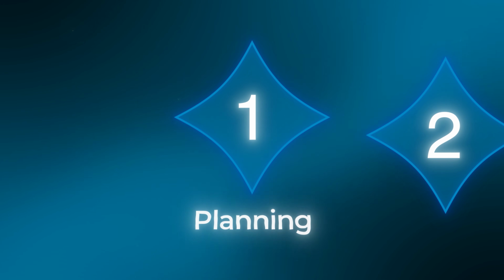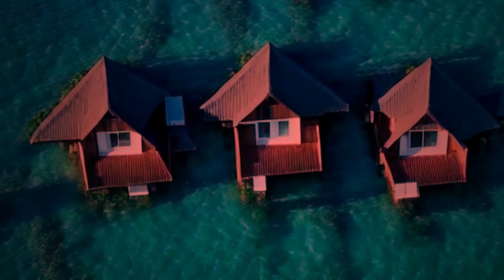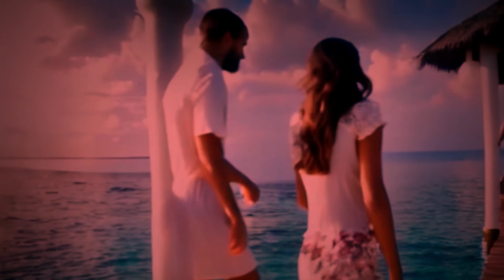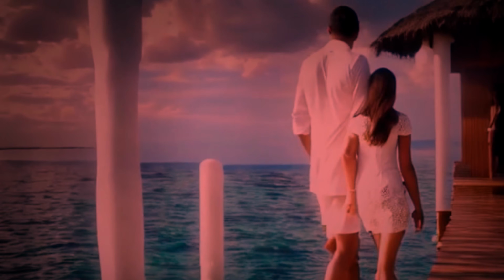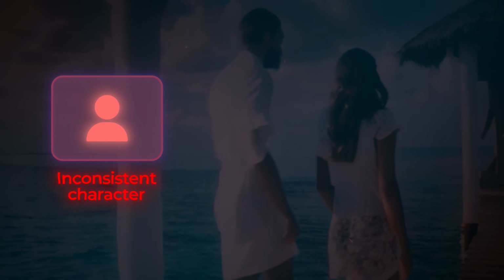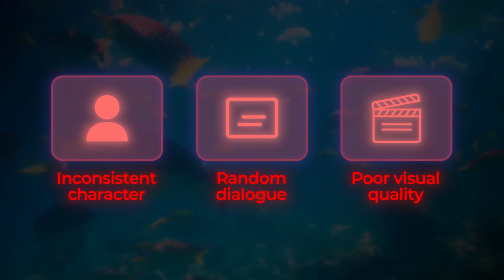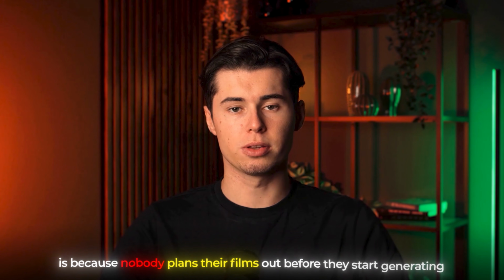And so the most important step of this entire process that will actually make your films look good is planning out the entire movie, because most AI films online are getting made on the go. Nothing is really planned out, and that's why most of them actually turn out pretty bad. The characters are not fully locked in, the dialogue is kind of random, and anything and everything just doesn't look as good as it could be. The reason for that is because nobody plans their films out before they start generating.